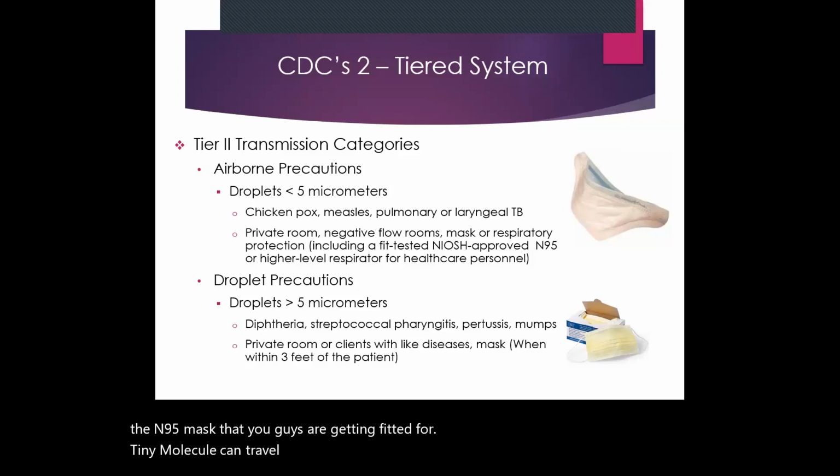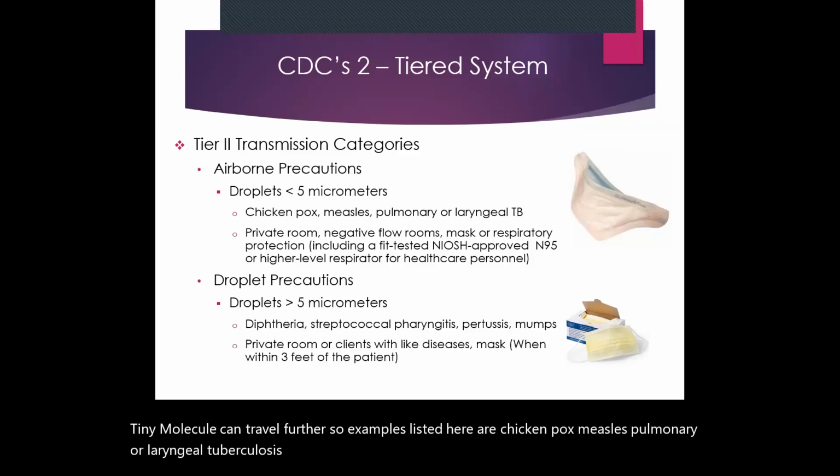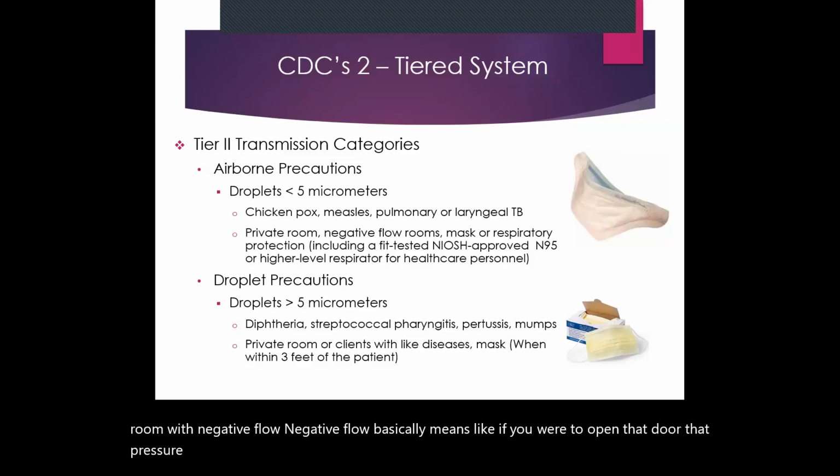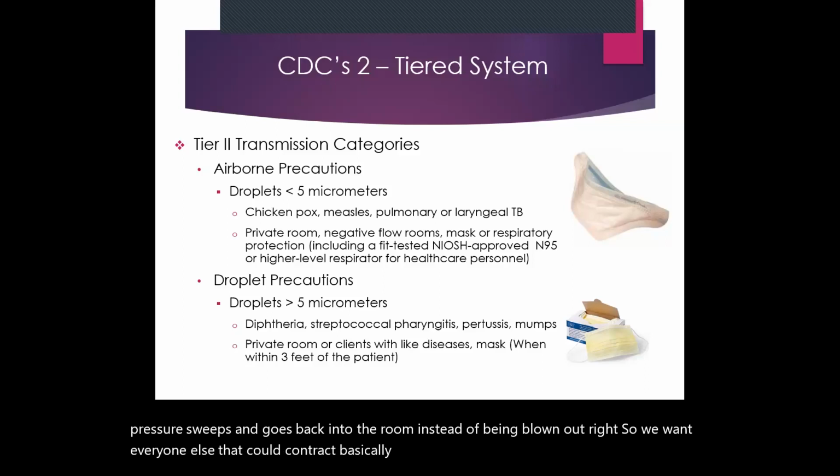So examples listed here are chickenpox, measles, pulmonary or laryngeal tuberculosis. That's what TB stands for. So they're going to go in that private room with negative flow. Negative flow basically means if you were to open that door, that pressure sweeps and goes back into the room instead of being blown out, right? So we want to protect everyone else that could contract what those tiny molecules have within them.